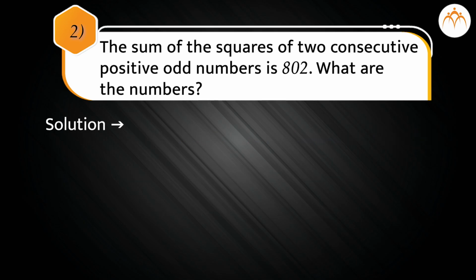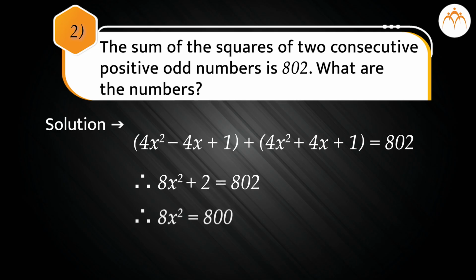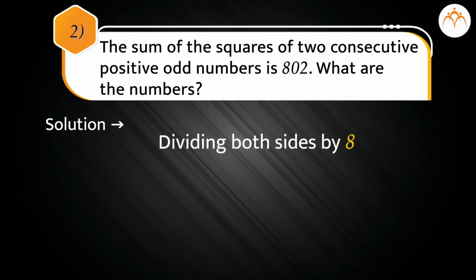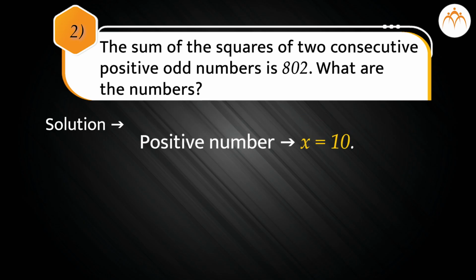Expanding the squares. 4x square minus 4x plus 1 plus 4x square plus 4x plus 1 is equal to 802. Therefore, 8x square plus 2 is equal to 802. Therefore, 8x square is equal to 800. Now dividing both sides by 8, x square is equal to 100. Therefore, x is equal to plus 10 or x is equal to minus 10. Since the numbers asked in the problem are positive, we must choose x is equal to plus 10.